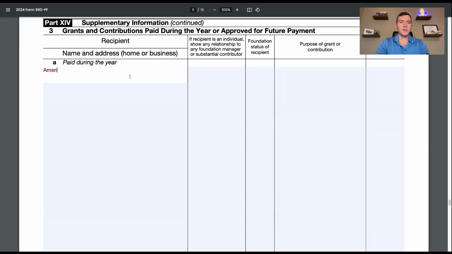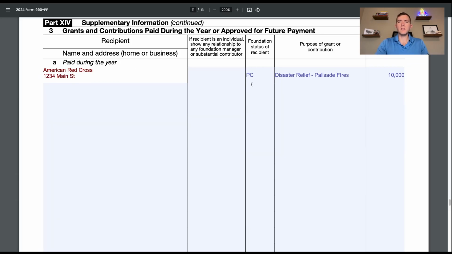The last mistake has to do with the grants that were paid throughout the year. Let's just say I made a grant to the American Red Cross. They're not an individual. They are a PC, public charity. I gave it for disaster relief. Unfortunately, right now, let's just say it was for the Palisade fires. Put that there, and it was for $10,000. The thing that I'm missing here is the address. This happens very frequently where the address is missing.